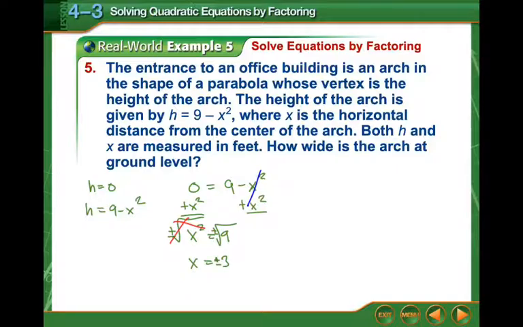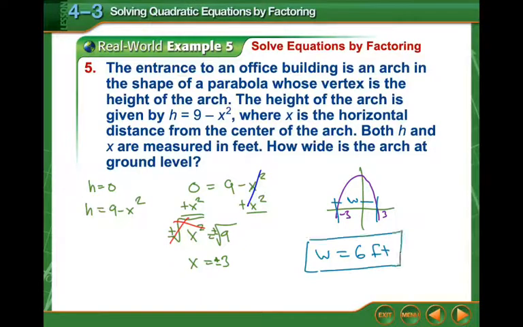So that means that our x being plus or minus 3 means our parabola does this at negative 3 and 3, and it's asking us how wide the arch is at ground level. So we're looking for this distance here, or this width, I guess would be the better term for it. So our width is just 6 feet. Right? It's from the negative 3 to the positive 3, so it's 6.